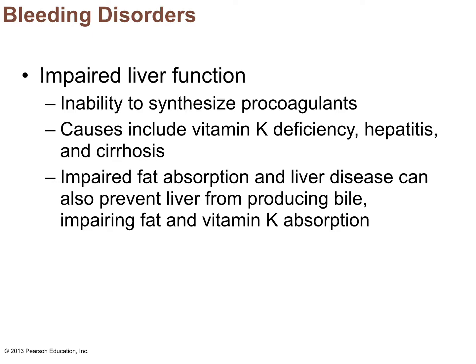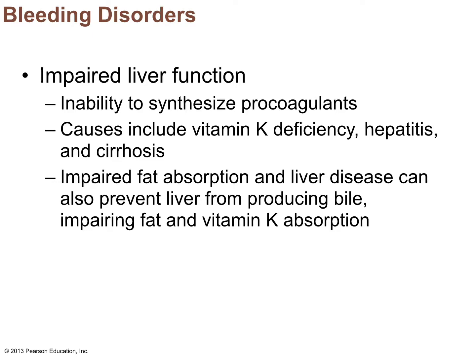If we have impaired fat absorption and liver disease, it can prevent the liver from producing bile, right? So bile is necessary, we haven't learned yet, but in the digestive system, bile is necessary to absorb fat. So by not producing bile because of the liver disease, we're not absorbing fat well. By impairing fat absorption, we impair fat-soluble vitamin absorption, and A, D, E, and K are fat-soluble vitamins. We just said vitamin K is essential for coagulation.